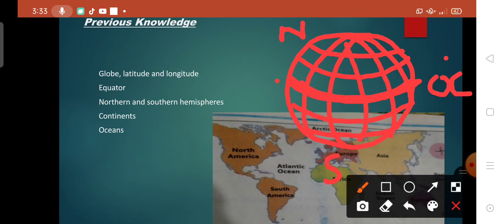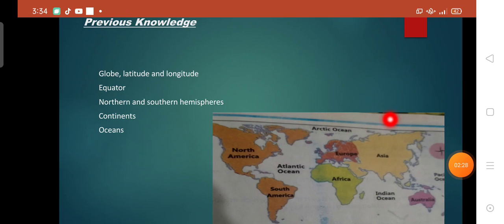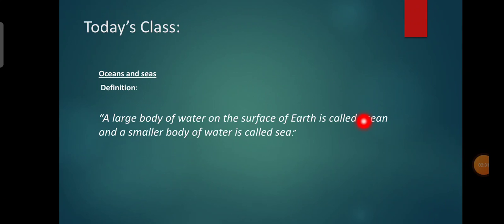Students, the area from the equator to the north pole is known as the northern hemisphere, and the area from the equator to the south pole is known as the southern hemisphere. Like this we have continents in the world, and there are 7 continents, in which Asia is the largest and Australia is the smallest continent of the world. Similarly, we have oceans in the world, and these are 5 in number. Clear so far? Okay. In today's class, we will discuss oceans and seas.